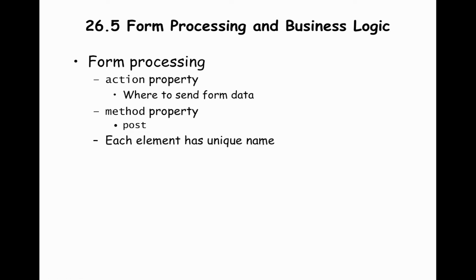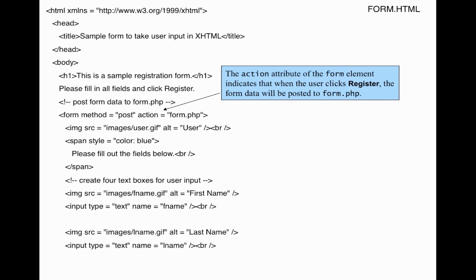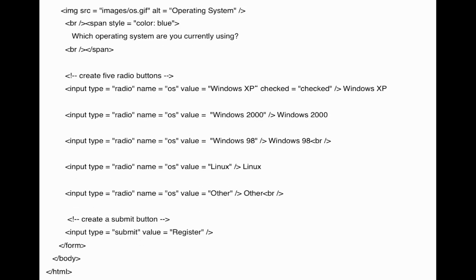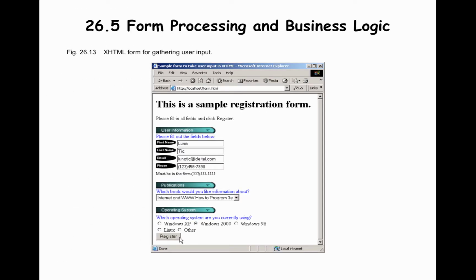Now let's look at form processing and business logic. Okay, so here we have an example where we have a form. Let's just take a look at what the form looks like. As you can see, we have text boxes for first name, last name, email, phone, and then we have a drop down here for which book would you like information about.